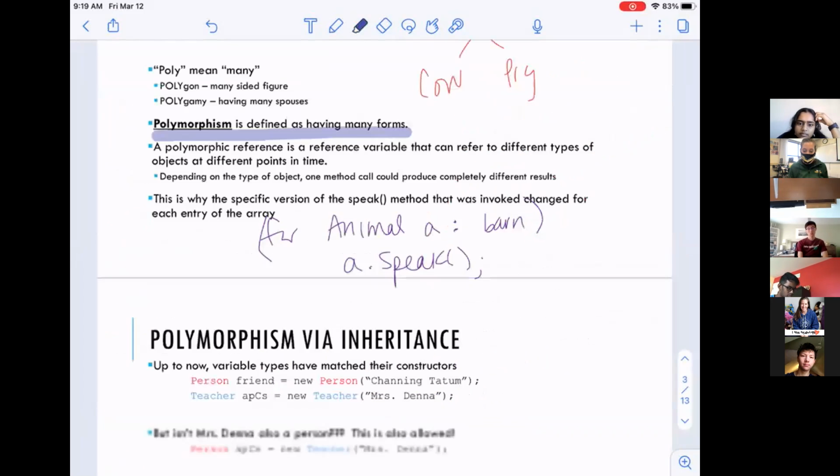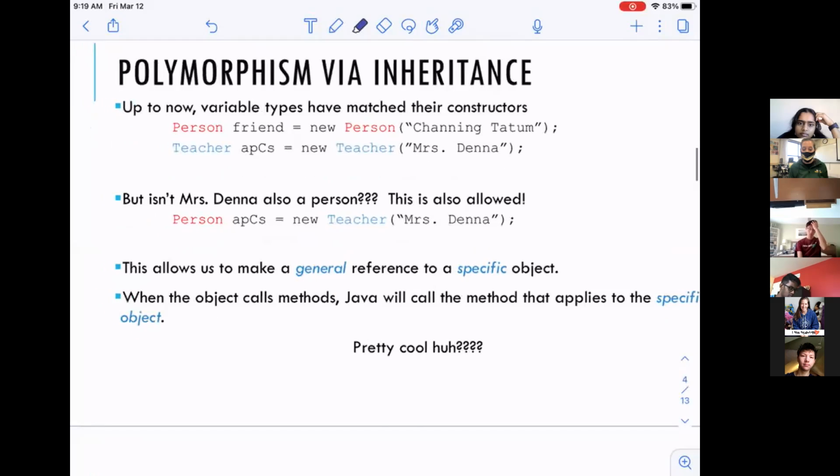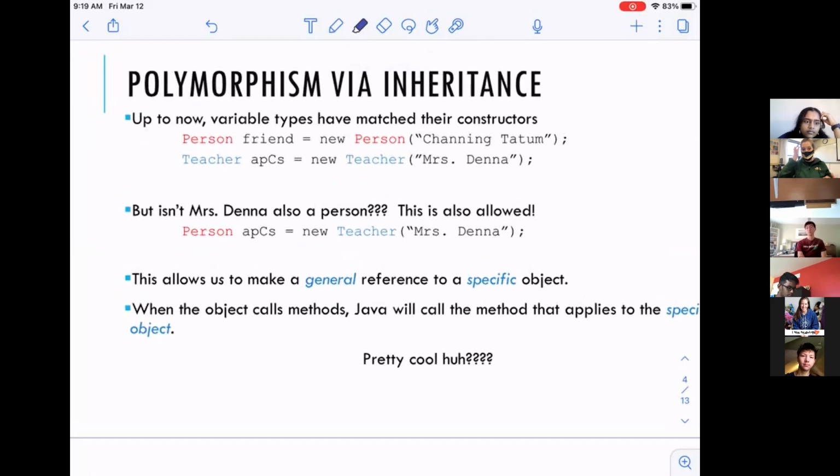Okay. So the example that I have here, polymorphism via inheritance. So let's say we had a person class, and within our person, we had a subclass teacher.